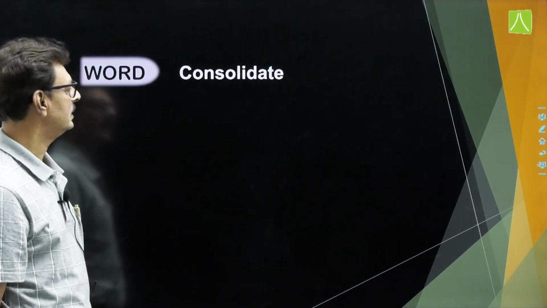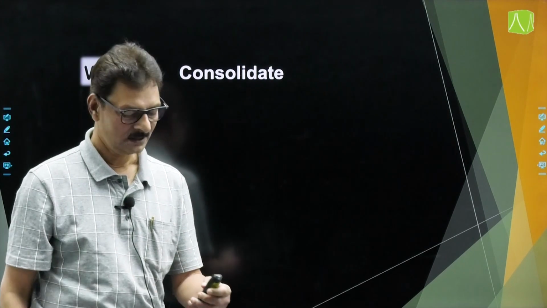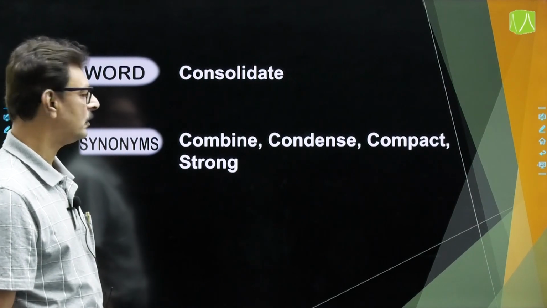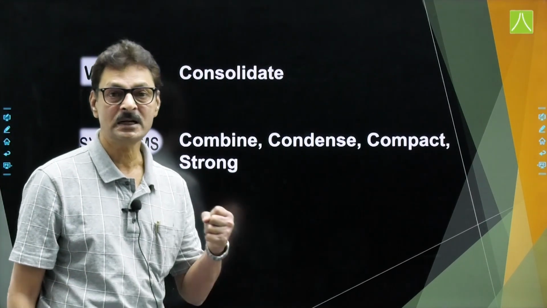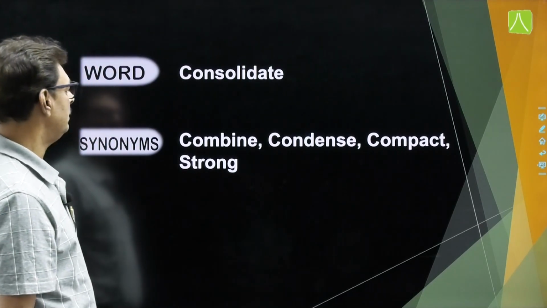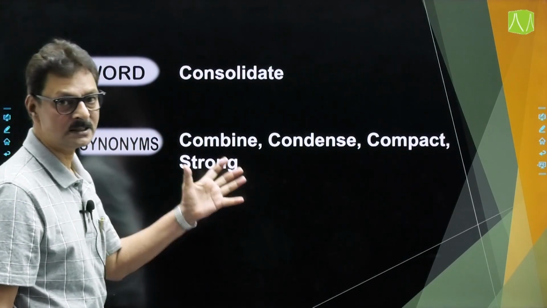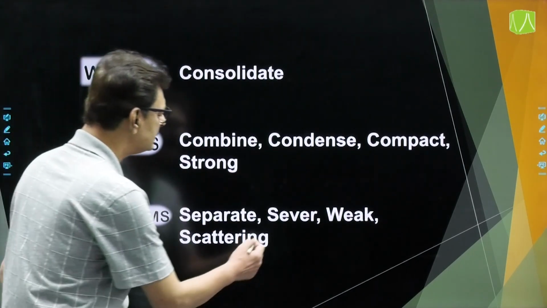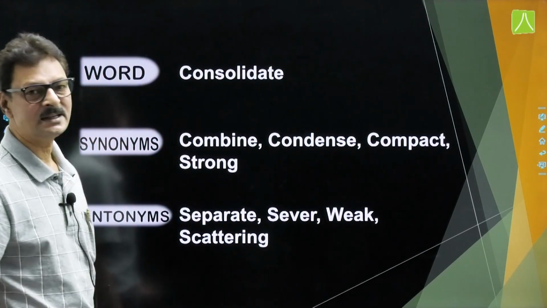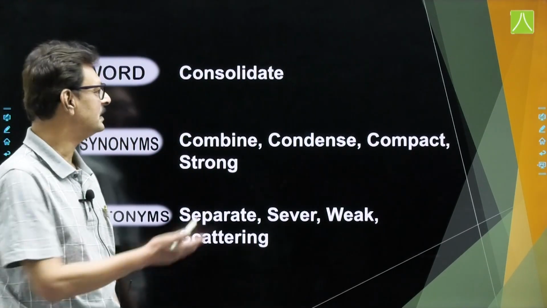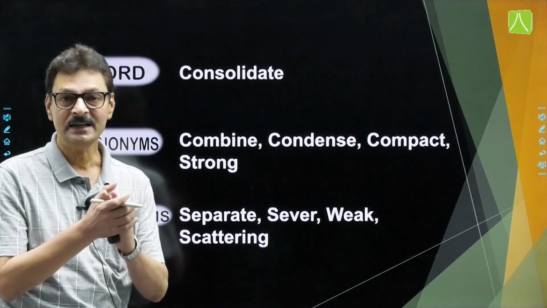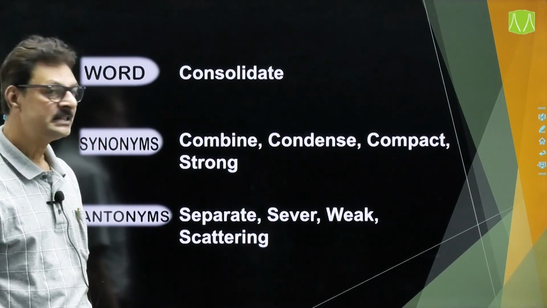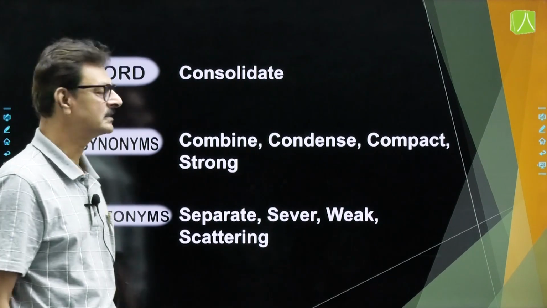The next, consolidate. What is consolidate? Consolidate is to combine, to condense, to compact or to make something strong is consolidate. Yes. Make strong, ताकतवर बनाना. Consolidate is to make strong, ताकतवर बनाना. Antonym will be separate, sever, weak or scattering are the opposites of this word consolidate. Yes. एकजुट करना, consolidate, strong करना, कमजोर, separate, scatter, sever, weak are the antonyms.